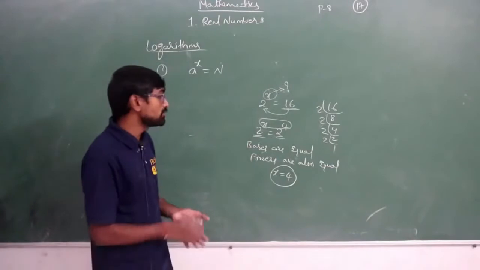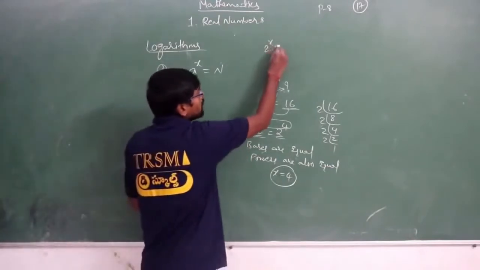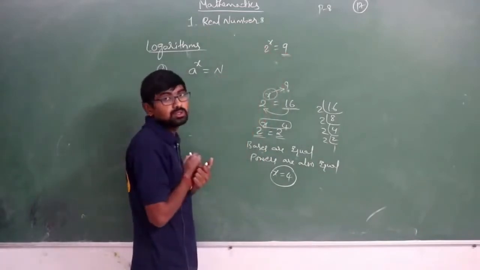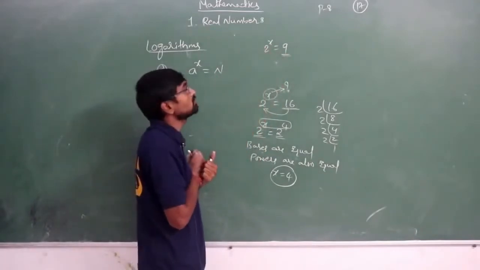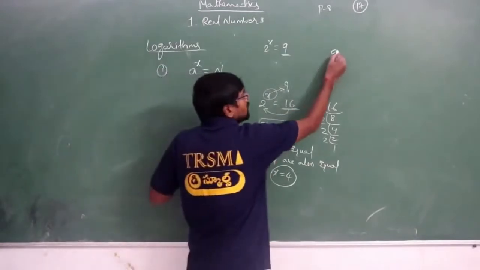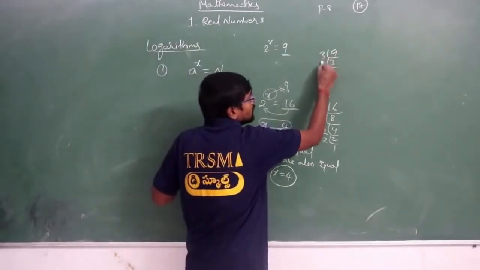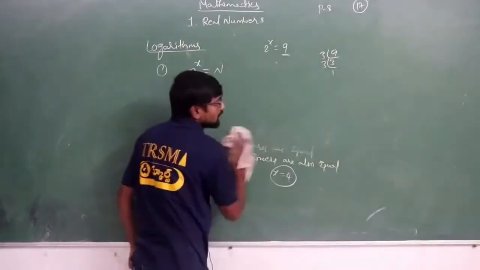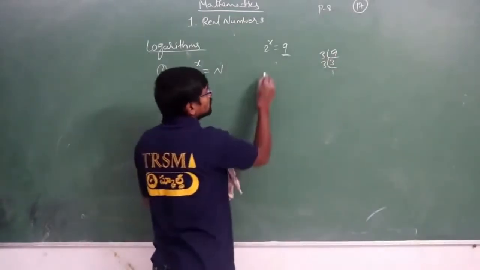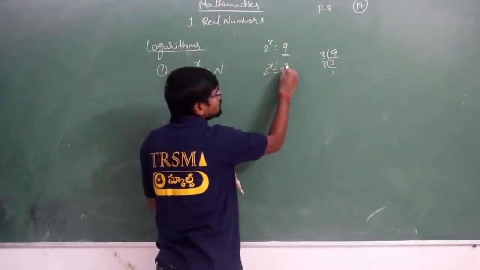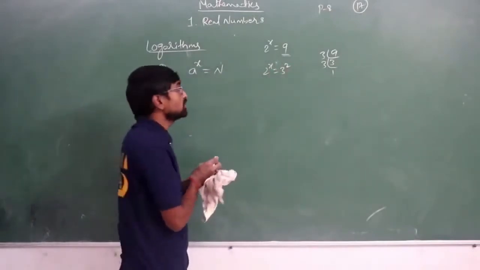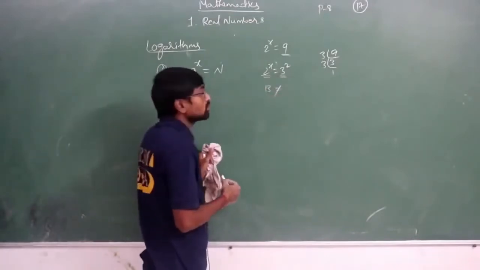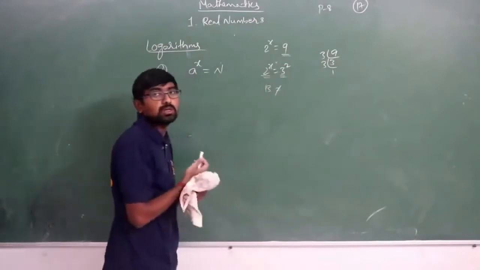So what if I have taken 2 power x is equal to 9? Can you convert this 9 in terms of 2? No, we can't, isn't it? No, we can't convert. Why? Because see here, 9 is 3 3s, isn't it? So I can write this 2 power x as 3 square. So now bases are not equal here, bases are not equal. What about powers? Powers are also not equal.